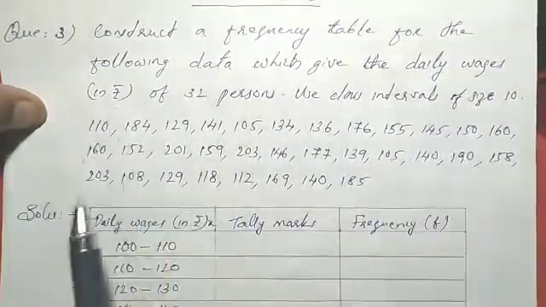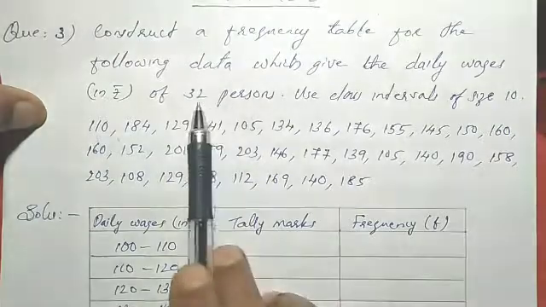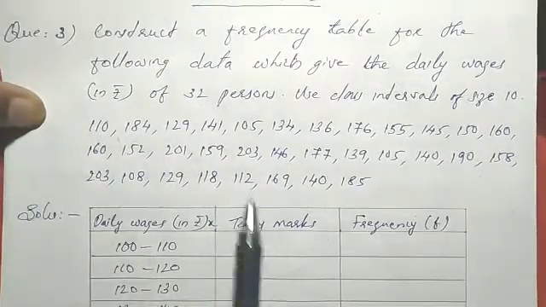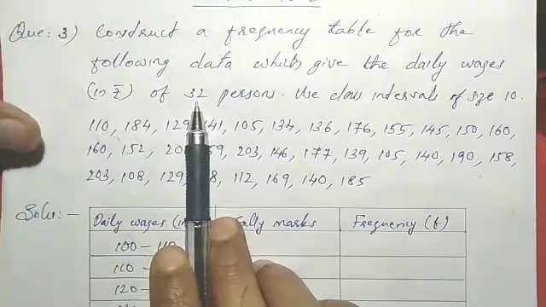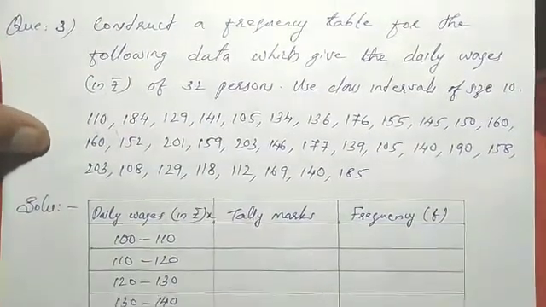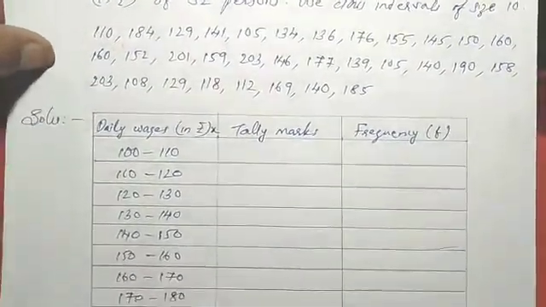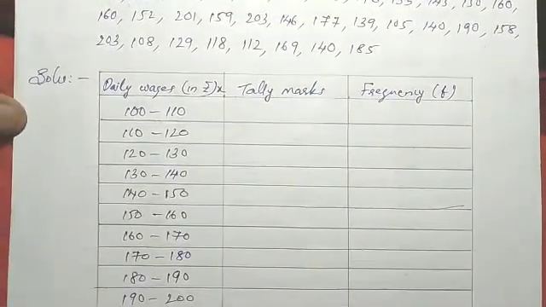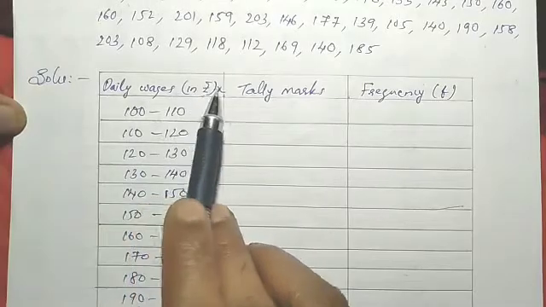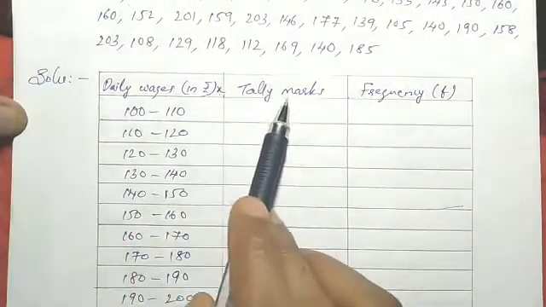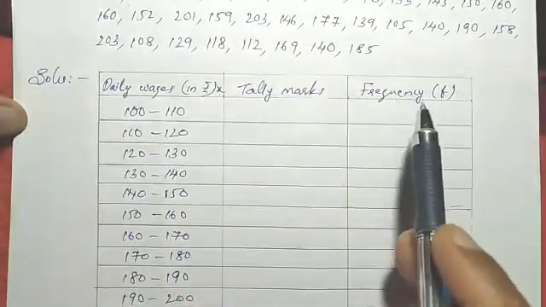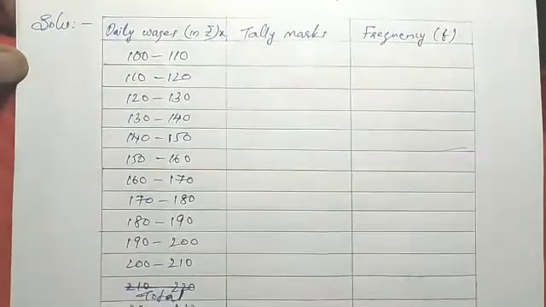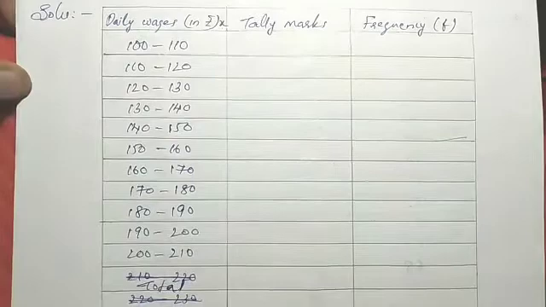Daily wages in rupees are given there for 32 persons. Total 32 persons, so 32 numbers will be there. Total frequency we have to get is 32. So first we have to draw the frequency distribution table. The first column is daily wages in rupees, that is X. Second column is tally marks, and third column is frequency F. Then here we have to make the grouped frequency distribution table.